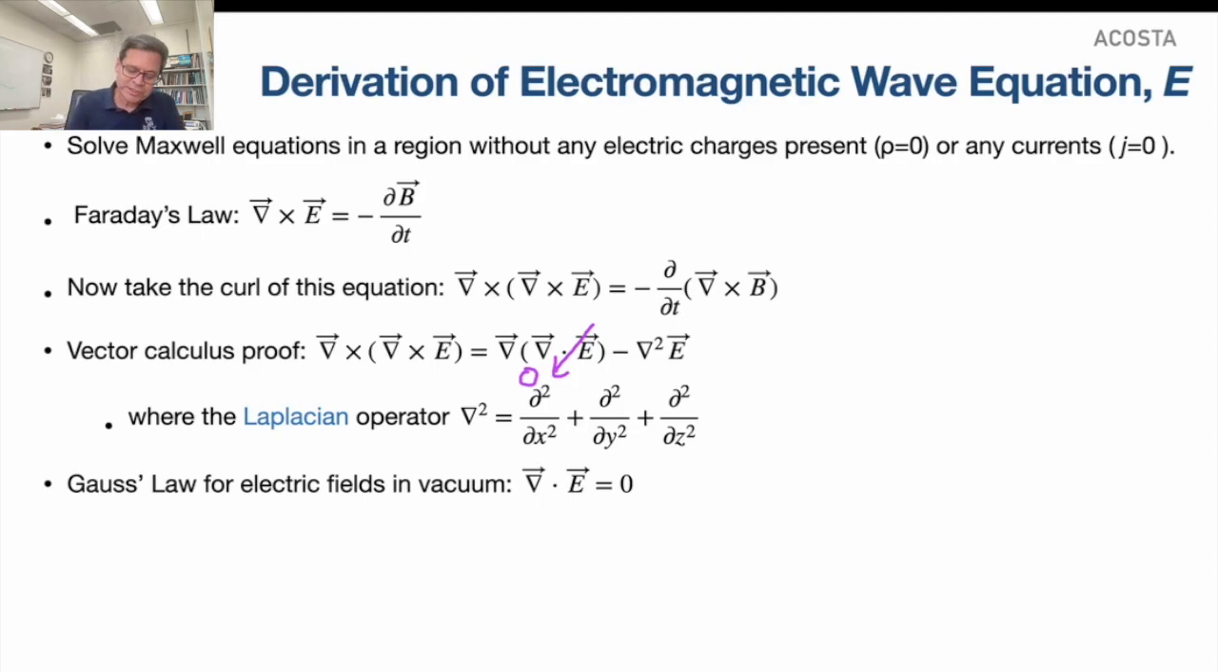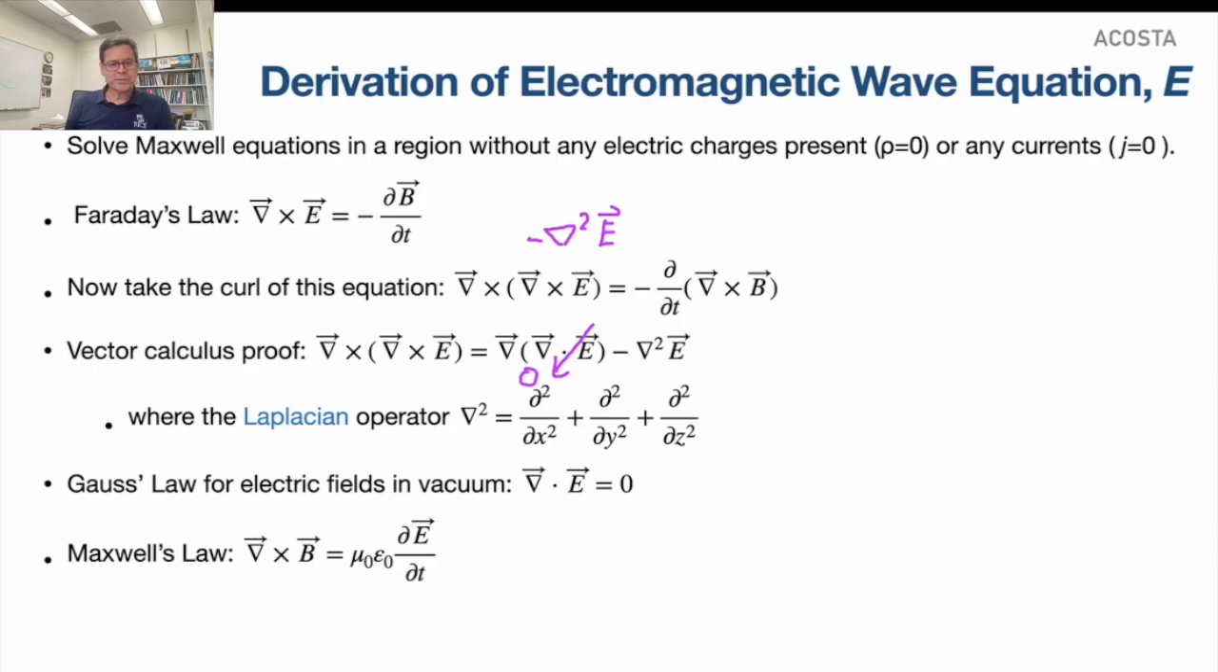And so on the left side above, I just have minus the Laplacian of the electric field, and that has to equal the negative time derivative of del cross B. But from Maxwell's law, the curl of B is mu naught epsilon naught times the time derivative of the electric field. So this part up above can be re-expressed as mu naught epsilon naught dE/dt. That's what it equals inside the parentheses.